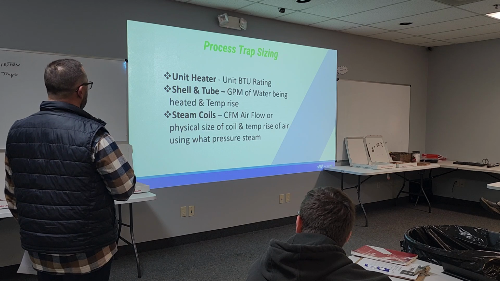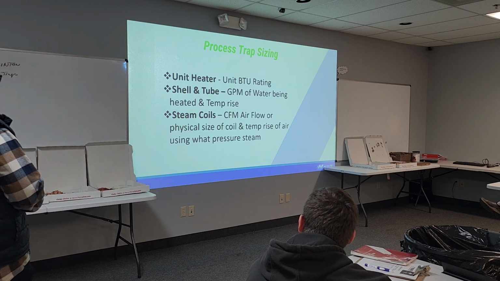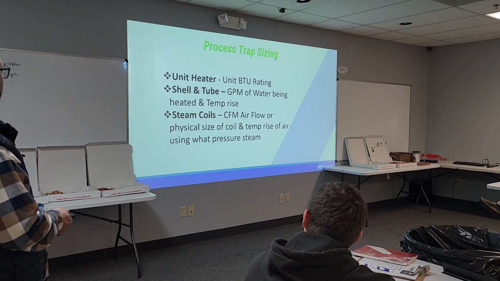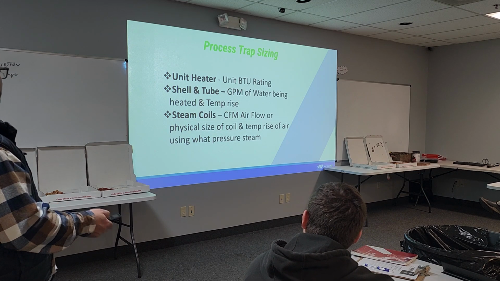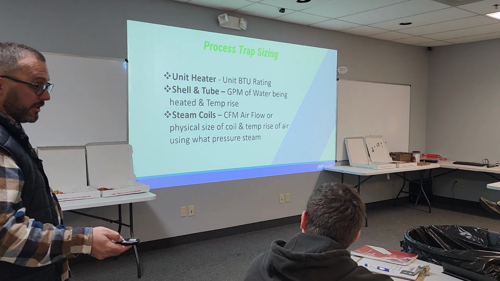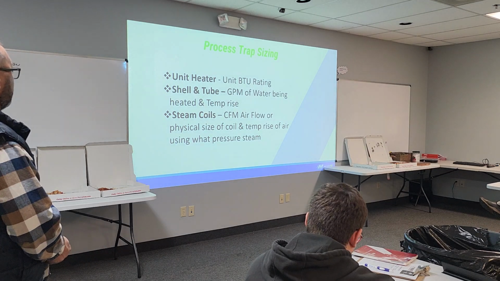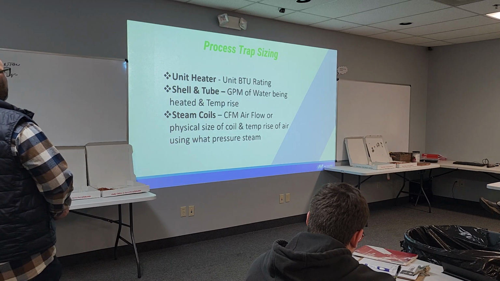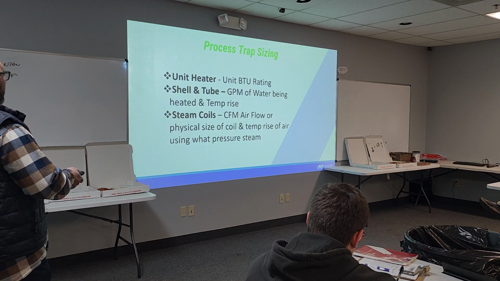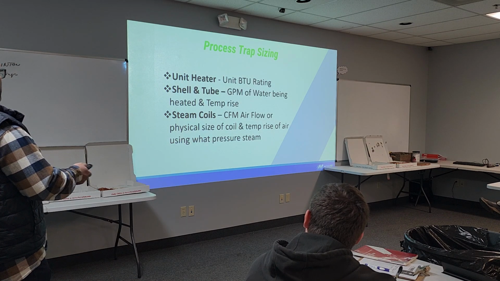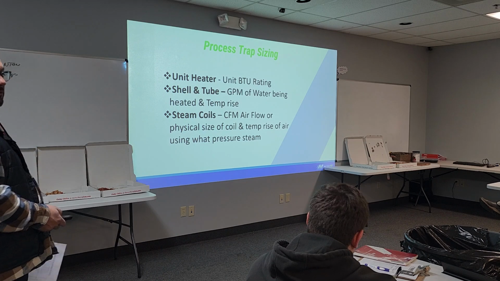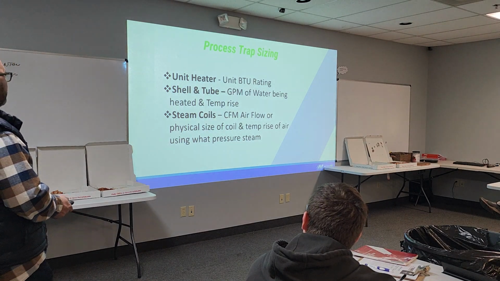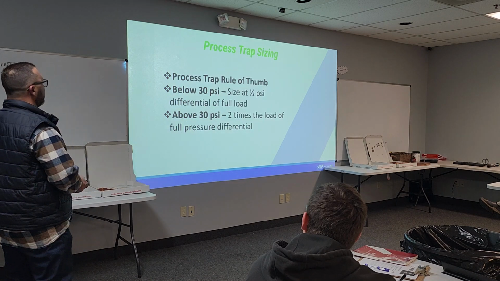So, in the case of the unit heater, you need to know the unit BTU rating. On a shell and tube, you want to know how many GPMs of water being heated and the temperature rise and what pressure steam you're using to heat that. We could do a whole class on sizing traps. Didn't really intend to do that today. Steam coils, CFM airflow, physical size of coil, temp rise of the air using what steam pressure. It's basically the same. That's how we're sizing process traps. It's not hard, but you definitely want to do it right.